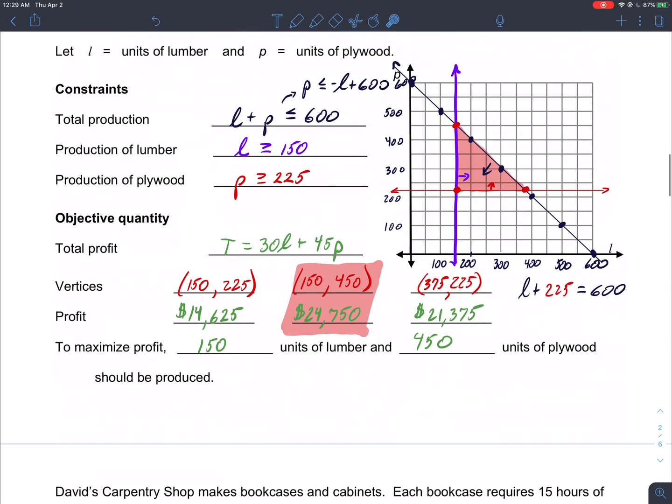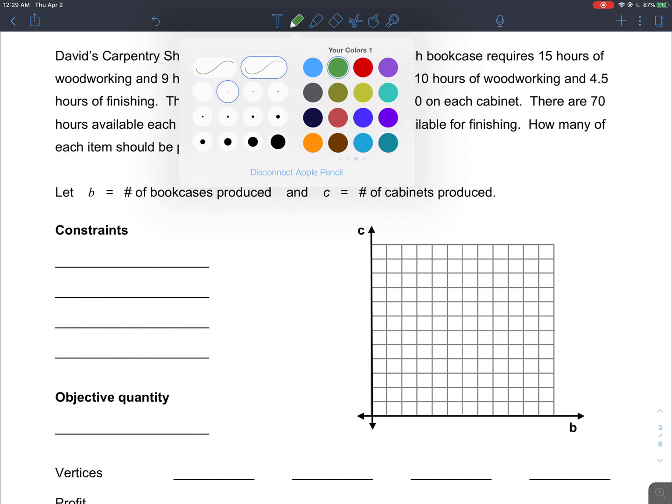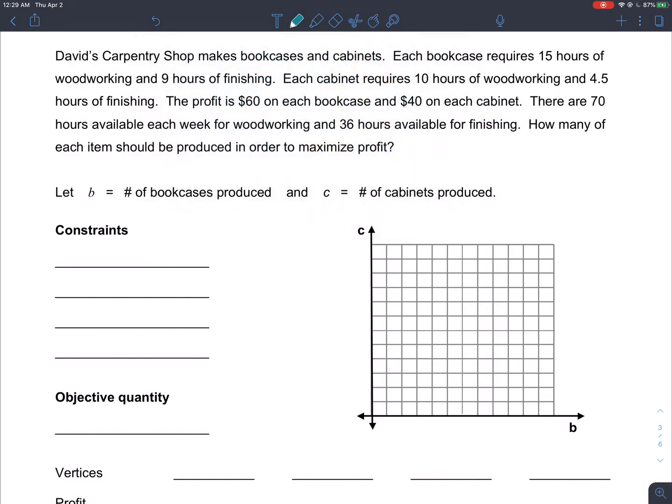All right, let's do another example. This one's a pretty similar example, to be honest with you, but let's work it anyway. David's Carpentry Shop makes bookcases and cabinets. Each bookcase requires 15 hours of woodworking and 9 hours of finishing.